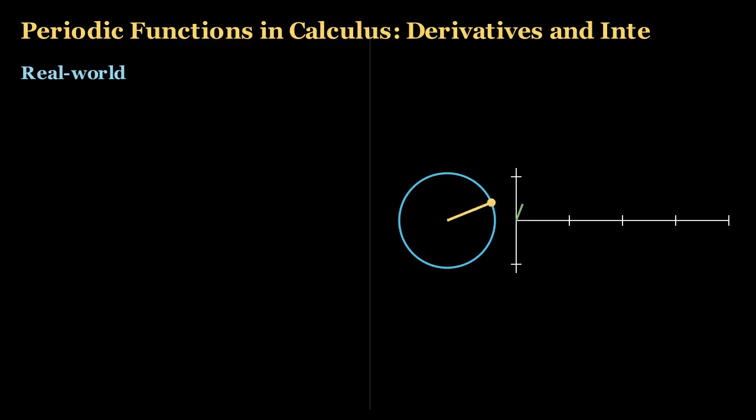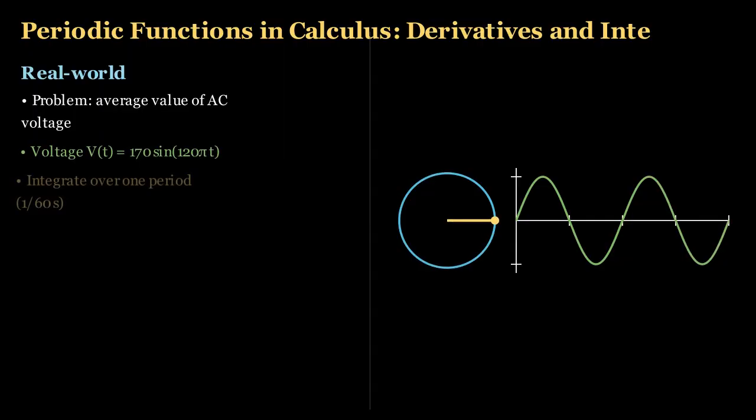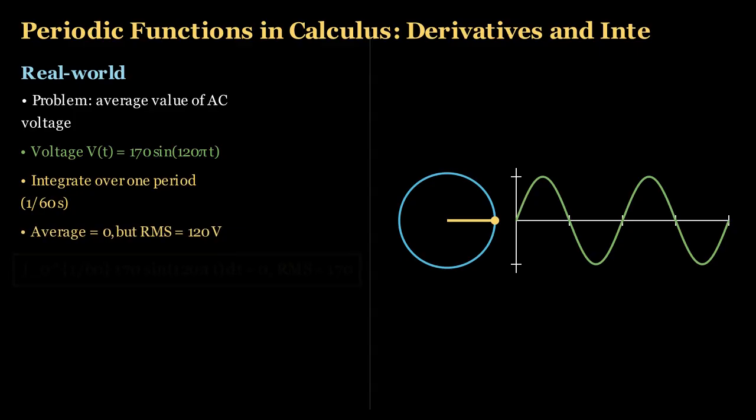But that doesn't mean no power is delivered. The effective value is the root mean square, or RMS, which is the peak divided by root 2, about 120 volts. This RMS value is what your multimeter shows. The key insight, the integral over a period being constant, lets us calculate average power, filter signals, and design everything from radios to power grids.